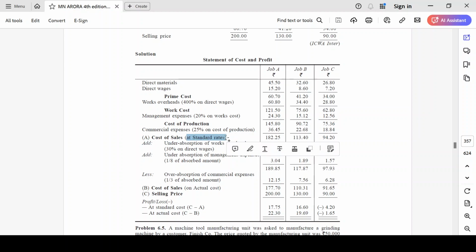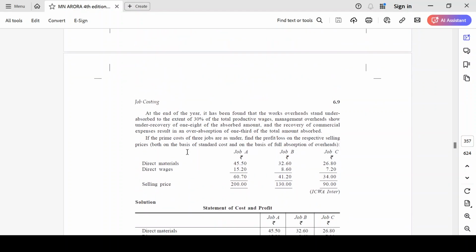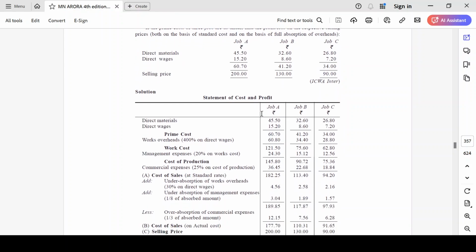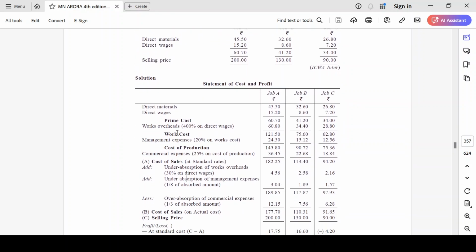This is now as per the standard, what is expected, 400%, 20%, 25%, right? But there has been some adjustment in the question. So we need to find out what exactly is the case. So actually it has been found out that the works overheads stand under absorbed to the extent of 30% of the total productive wages. Alright. Total wages, which means let's say direct wages. So under absorption would be 30% on direct wages. Alright. So we will add the under absorption.